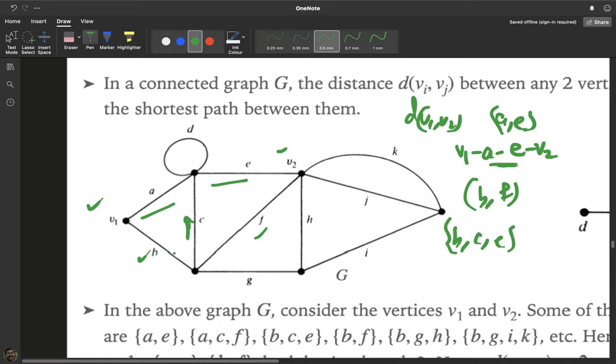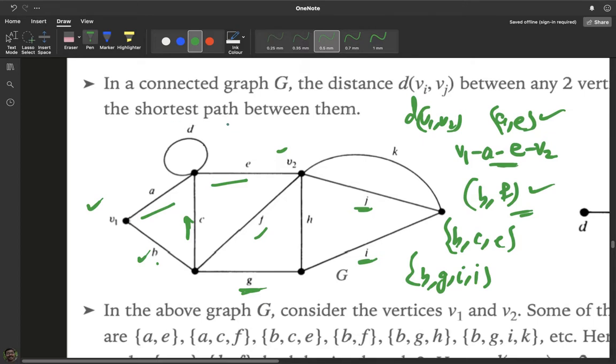Suppose I want a longer path, I can go from B, I can reach G, go to I, go to J, then I can reach v2. So therefore B, G, I, J. So you can see that there are paths of many lengths here. The distance between v1 and v2 will be the shortest of these paths, and the shortest of these paths are of length 2. There are two such paths, A comma E and B comma F. So the distance between v1 and v2 is actually 2.